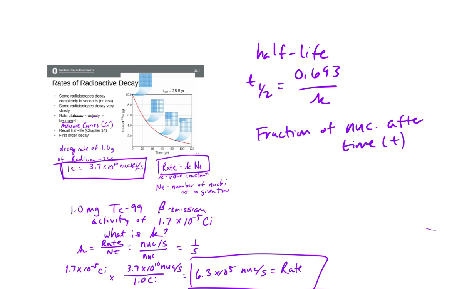Okay. We can also determine the number or the fraction of nuclei that remain after some time t, and that's going to be the natural log of the number of nuclei at time t divided by the number of nuclei that we start with. And that's equal to minus k times t. And again, in chapter 14, we did this in terms of concentration. We did concentration at time t divided by concentration initial inside the natural log. We can't do that here because we're working with solids and concentration is irrelevant. Okay? So number of nuclei.